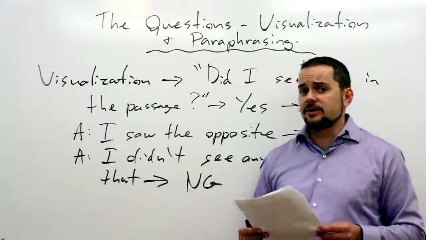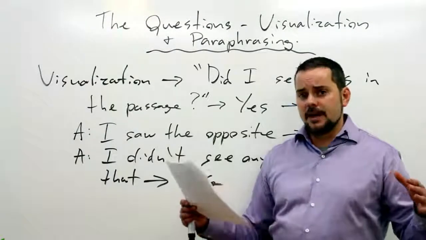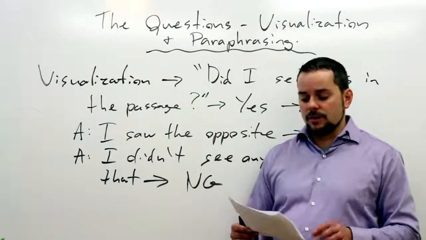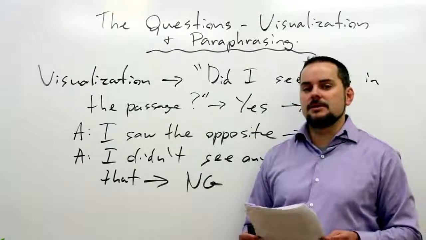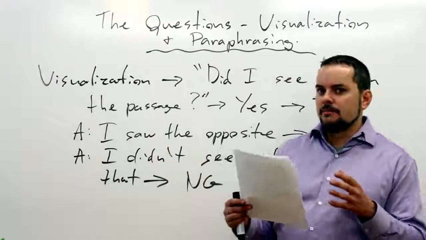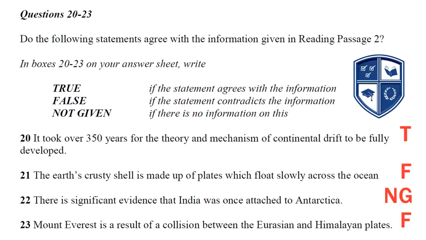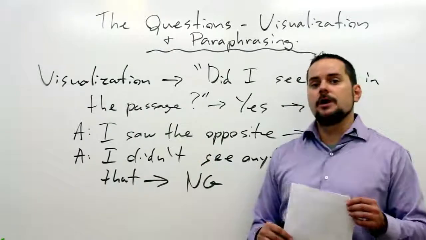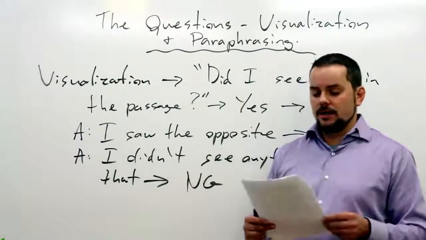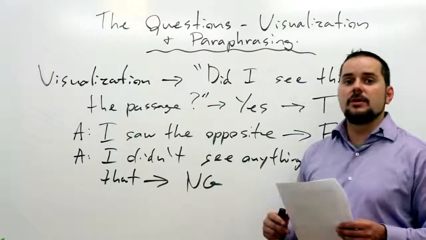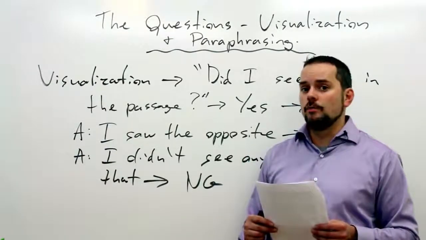Mount Everest is a result of a collision between Eurasian and Himalayan plates. I definitely visualized Mount Everest being formed when I read the passage. But here I didn't really see it as a Himalayan plate. I saw Himalayan mountain. So there's a little bit of a mismatch here. Again, that helps me to get the answer that it's false. So it's a very powerful tool for solving true, false, or yes, no, not given questions. Again, make sure to practice this one at home.